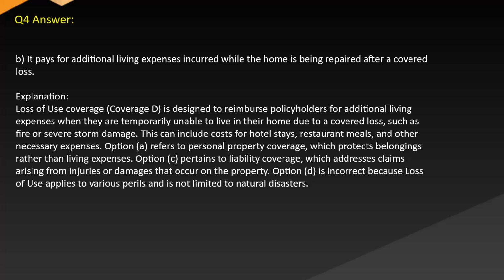Option A refers to personal property coverage, which protects belongings rather than living expenses. Option C pertains to liability coverage, which addresses claims arising from injuries or damages that occur on the property. Option D is incorrect because loss of use applies to various perils and is not limited to natural disasters.